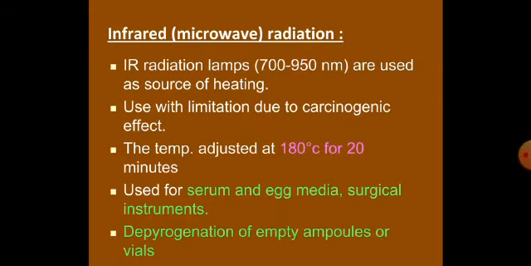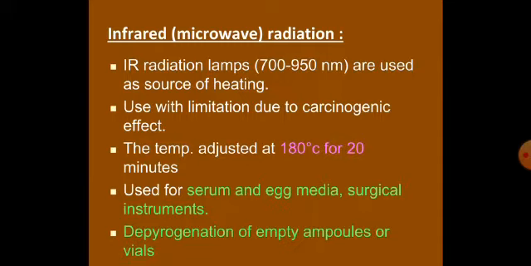And inspissation is used for the sterilization of serum and egg-containing media. The final technique in dry heat is infrared radiation. Infrared radiation is obtained from infrared radiation lamps. Here, infrared radiation is used as a source of heat. It gives heat reaching 180 degrees, and for 20 minutes it achieves complete sterilization. But it has limited use due to its carcinogenic effect, and it is used mainly for the depyrogenation of empty ampoules and vials.